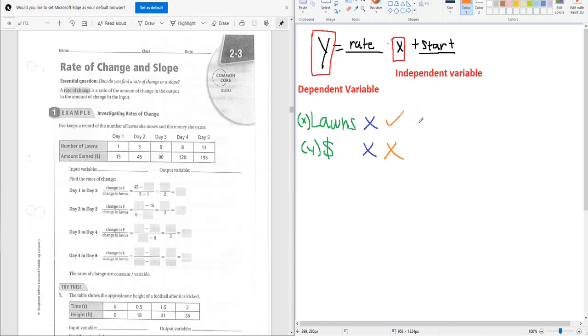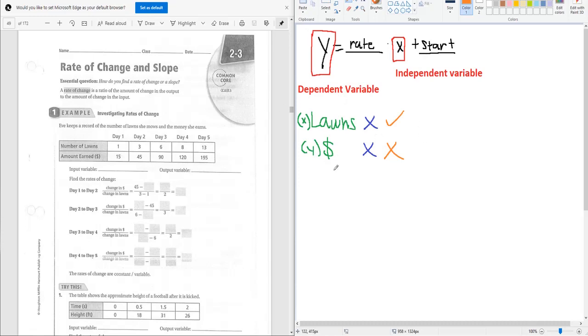However, if I stop charging money for mowing lawns, I can still mow lawns. I can still do it. It's probably your chores, or maybe you're doing someone a favor, but you could totally mow someone's lawn for no money. So that means that the lawns doesn't care if the money's there, but the money can only happen if the lawn's there. So that means lawn is your independent, the money is your dependent. So there goes there and that goes there.